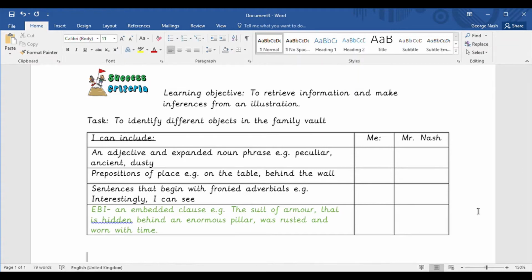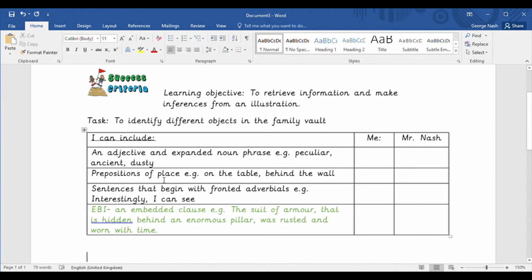Right then guys, today's learning objective is to retrieve information and make inferences from an illustration. So just like in the previous lesson, you're looking at the information, you're taking the facts and you're explaining what you can see. Your task today is to identify different objects in the family vault. So, what I'm expecting to see: an adjective or many adjectives if possible, and expanded noun phrases if possible. So examples include peculiar, which just means strange, ancient, which is just a better synonym for the word old, and dusty, or anything else you can find that would be really interesting.